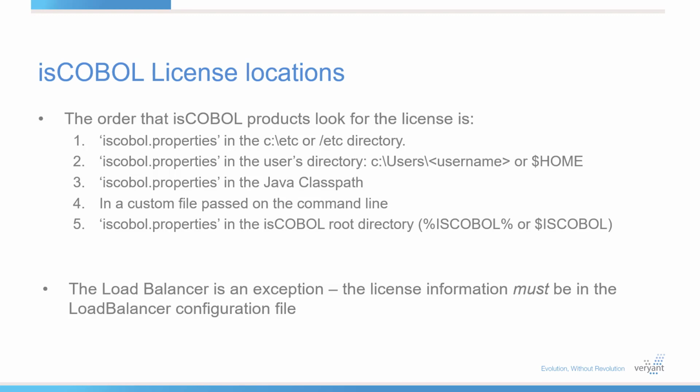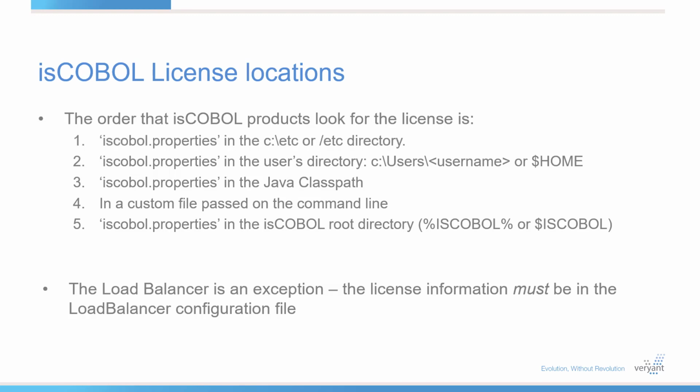Hi, I'll talk about licensing in this video. Now, Variant products look for license information in the 5 places listed here. Usually your isCOBOL license is in a file called isCOBOL.properties. The only exceptions to that are number 4 in this list and the load balancer.